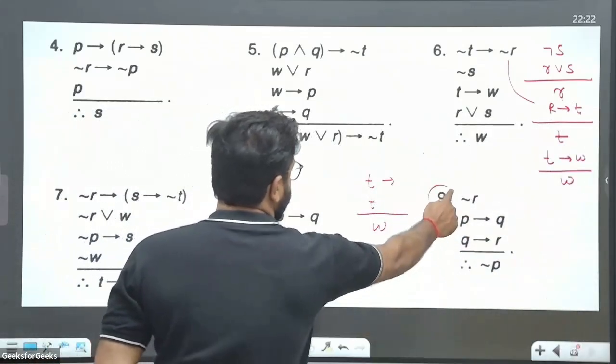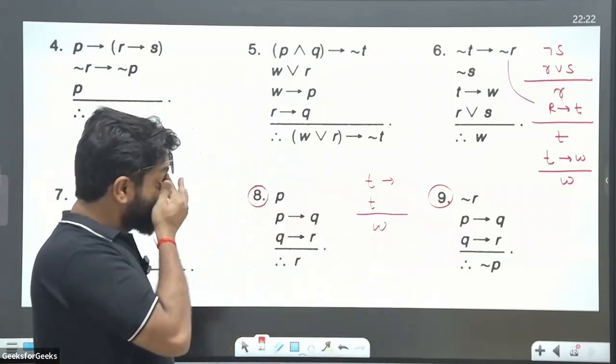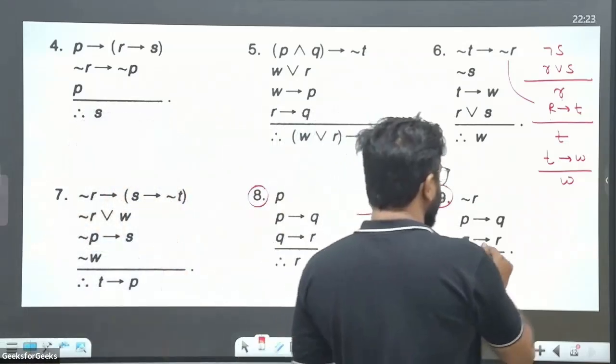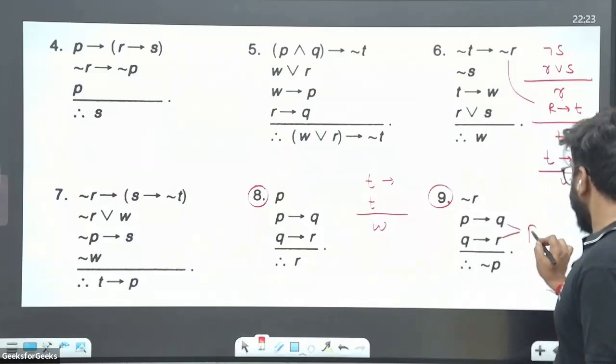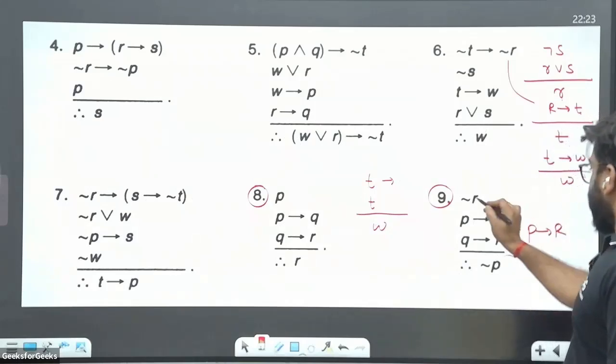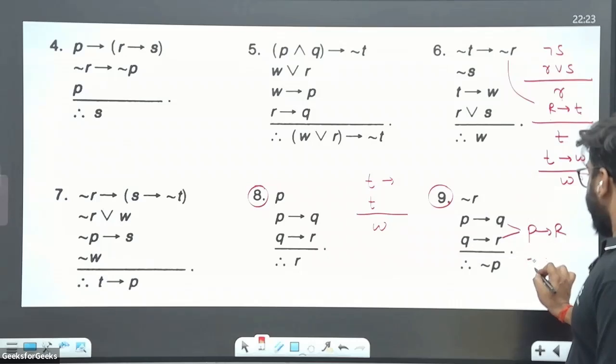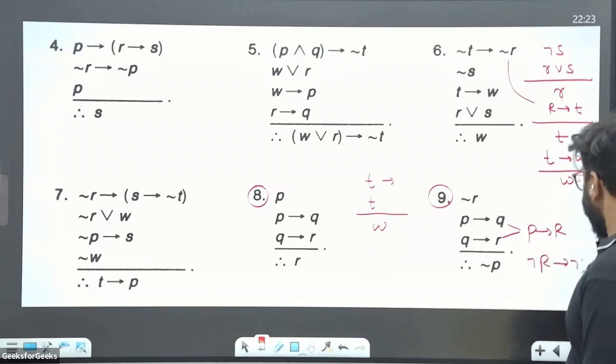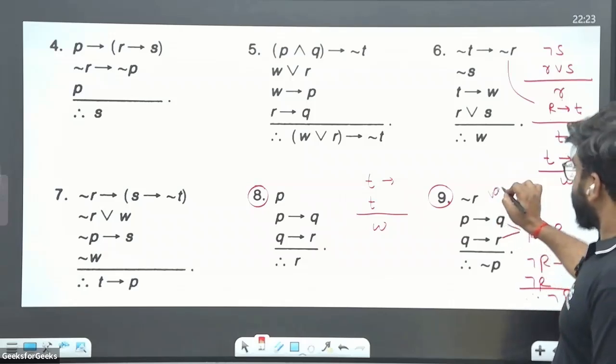Try to solve question number 9. P implies Q, Q implies R. What will it signify? P implies R. Right? But here is the negation of R. That means you can take the contrapositive. Negation of R will imply negation of P. Negation of R you will take, and then the answer you will get is negation of P. We can say that it is also valid.